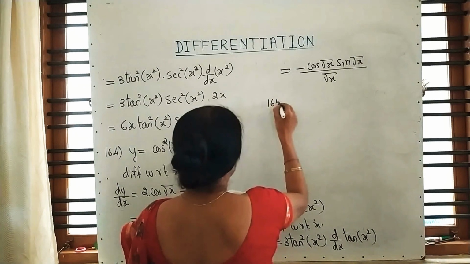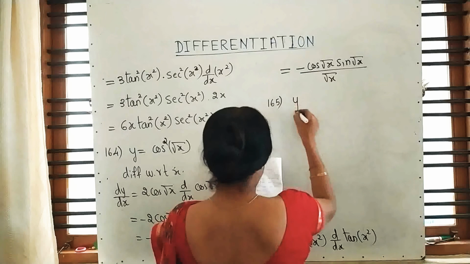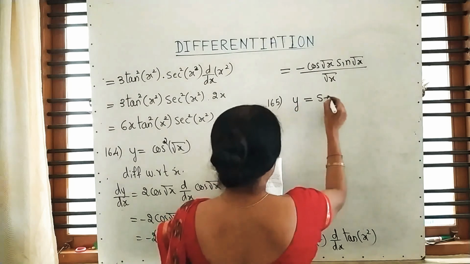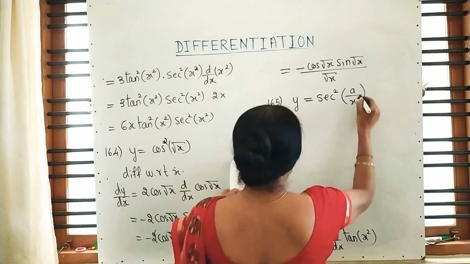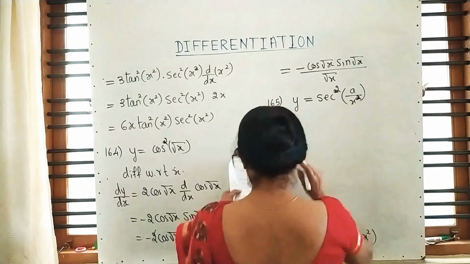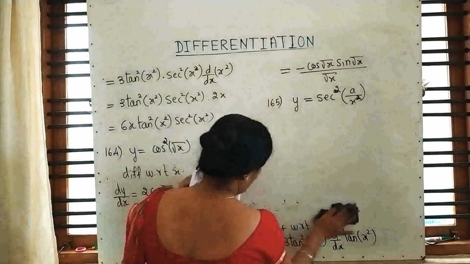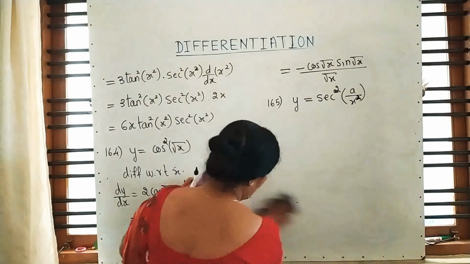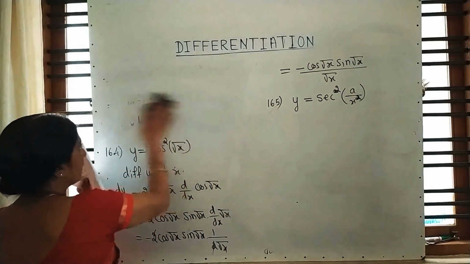Question number 165. Y is equal to secant square a by x square. Now the students are familiar with the problems. They feel easy, correct or what?